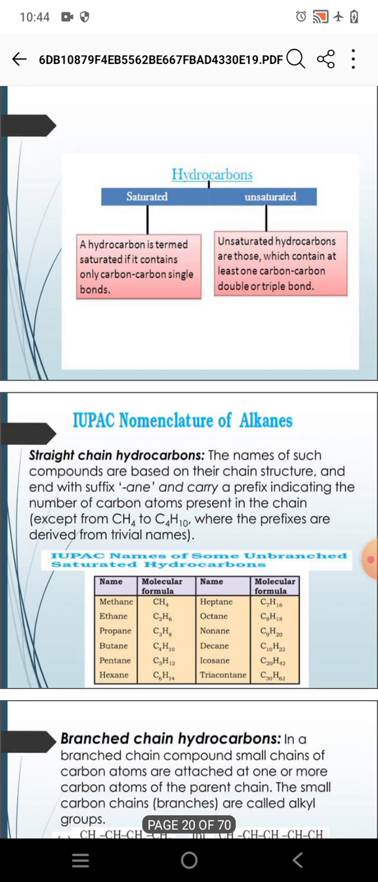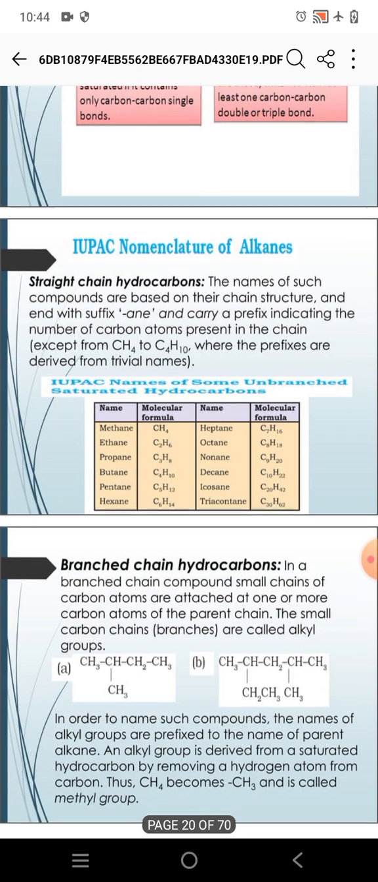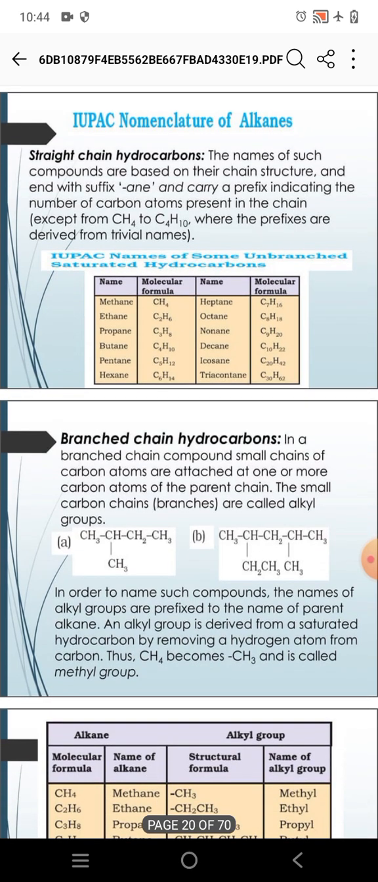Hydrocarbons can be classified into two types: saturated and unsaturated. A hydrocarbon is termed saturated if it contains only carbon-carbon single bonds. Unsaturated hydrocarbons are those which contain at least one carbon-carbon double or triple bond. IUPAC nomenclature of the alkanes, straight chain hydrocarbons.